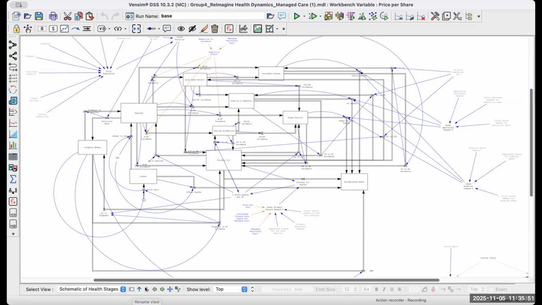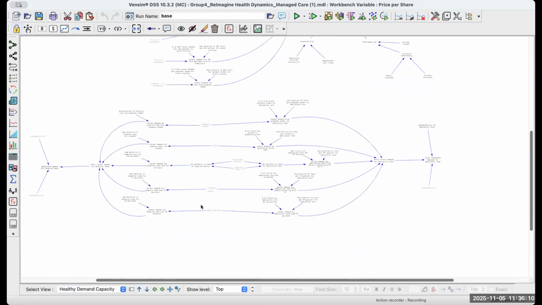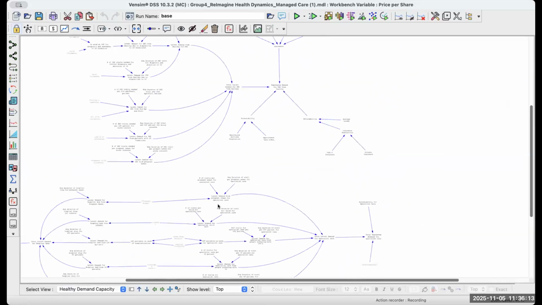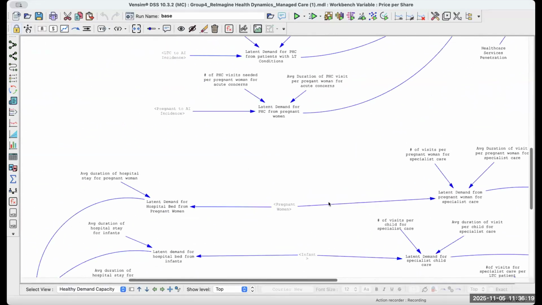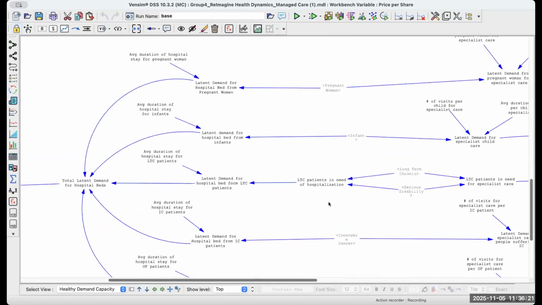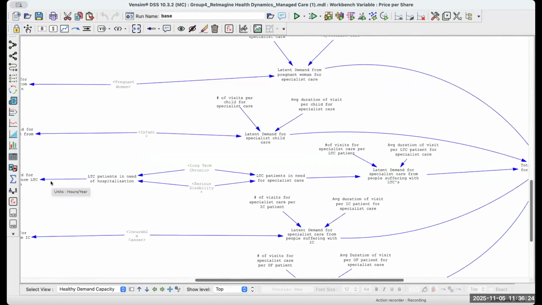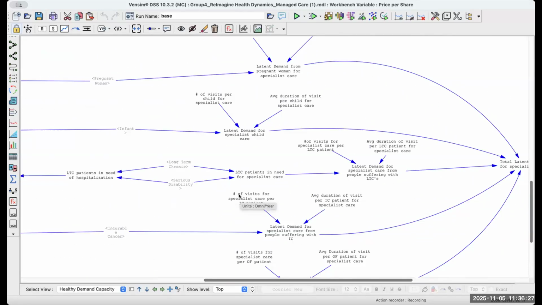This is basically a schematic of health stages, where the population is in terms of age, health, etc. We used some pre-existing structure and mapped it to data to figure out whether we can actually map data to this. Then there is a demand capacity, which is generated over here. I will show a couple of variables that are used. For example, what is the demand for hospital beds? That's generated from patients in need of specialist care.